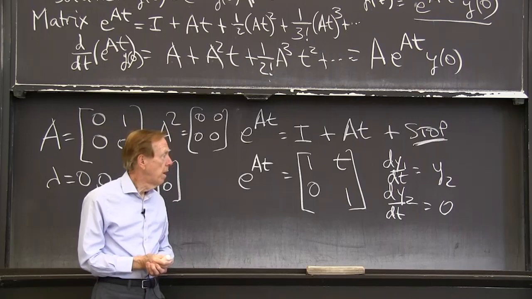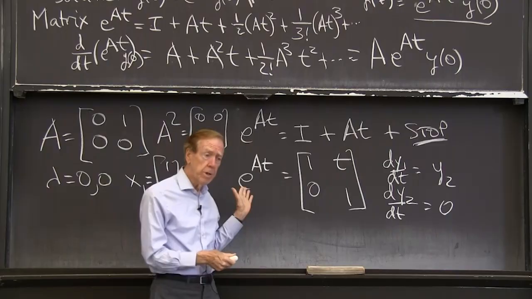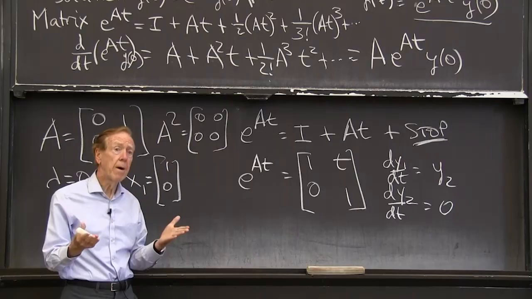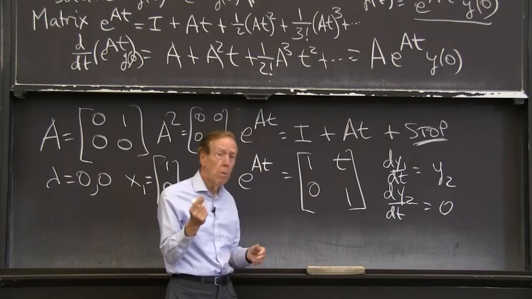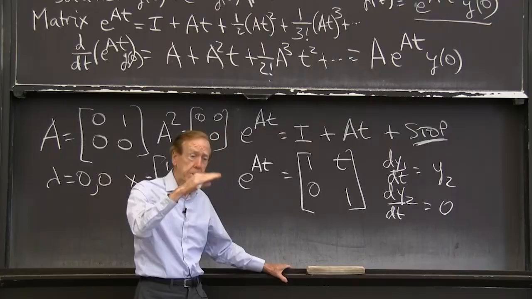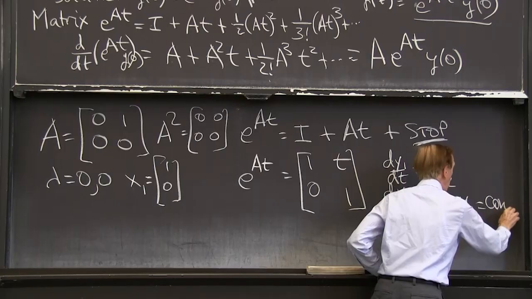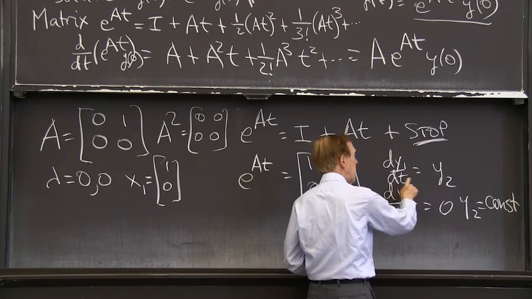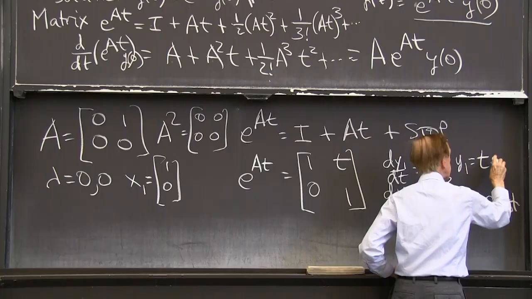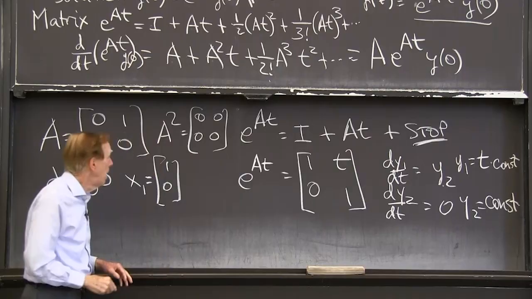You could naturally ask the question, how do we solve differential equations when the matrix doesn't have n eigenvectors? Here's an example. This matrix has only one eigenvector. But the equation, we just solve by, you could say, back substitution. This gives y2 equal to a constant. And then that equation, dy1/dt equal to that constant, gives me y1 equals t times the constant. And that's what I'm seeing.